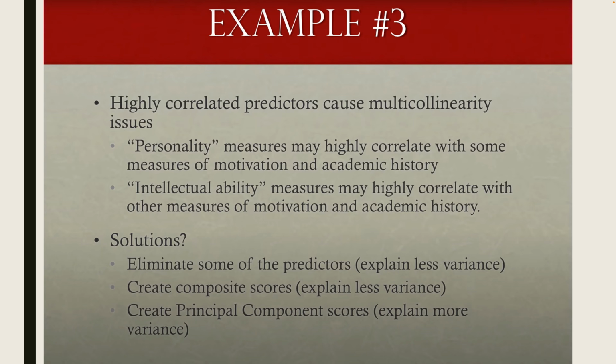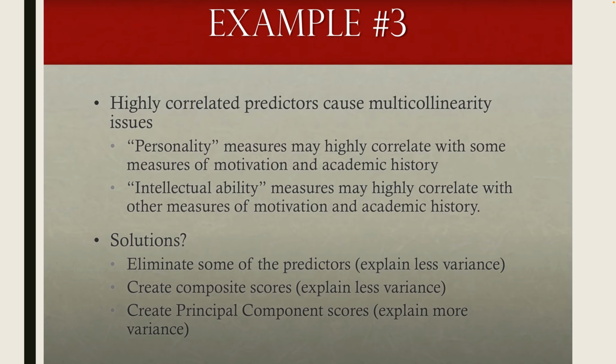As I said, a personality measure may highly correlate with some measure of motivation and academic history. If we're trying to include personality, motivation, and academic history in a model and they highly correlate, then I have multicollinearity issues and I'm forced to pick one over the other. If I eliminate predictors, I'm going to explain less variance. If I create composite scores, I'm going to explain less variance. But if I create principal component scores, then I can explain more variance.